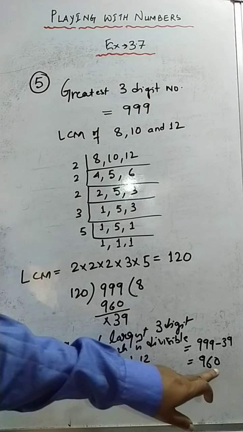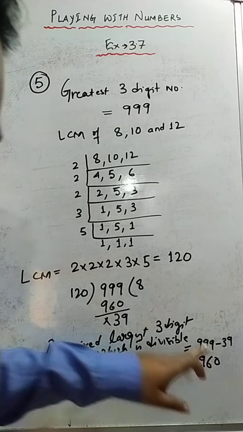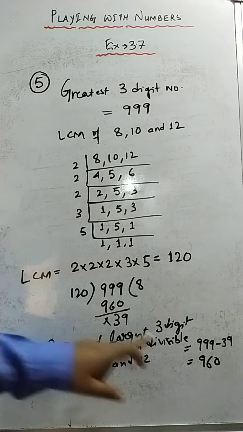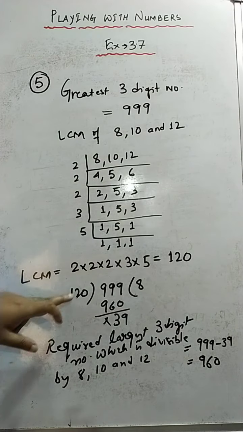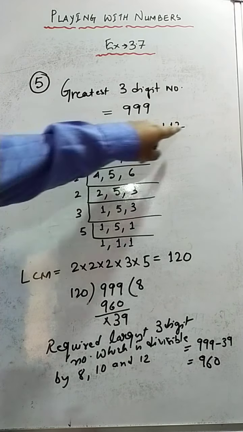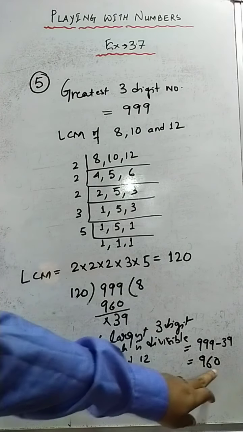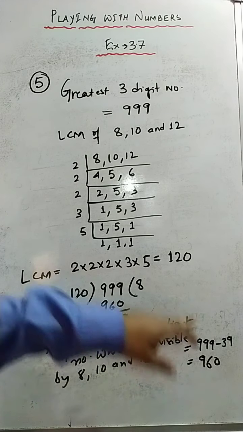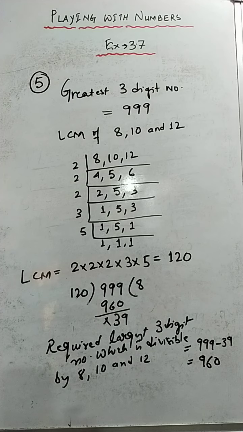Now you see this 960 will be divisible by 120, and if this number is divisible by 120, then 960 will also be divisible by 8, 10 and 12 because the factors of 120 are 8, 10 and 12. Fine. So this is what we have learned in the previous chapters. Okay. So this is the largest 3-digit number, students, which is exactly divisible by 8, 10 and 12. This is a very, very important sum.